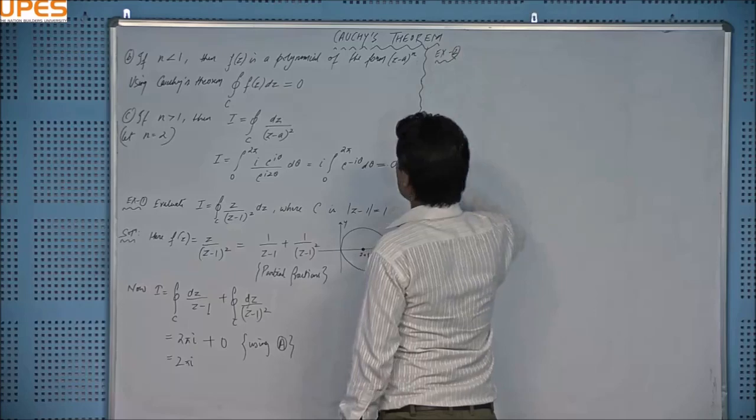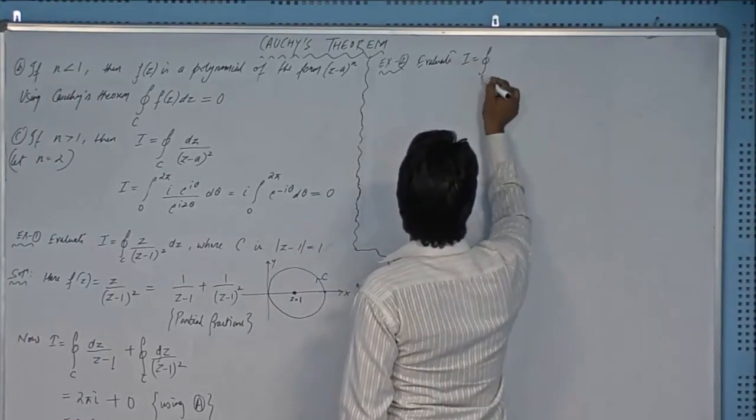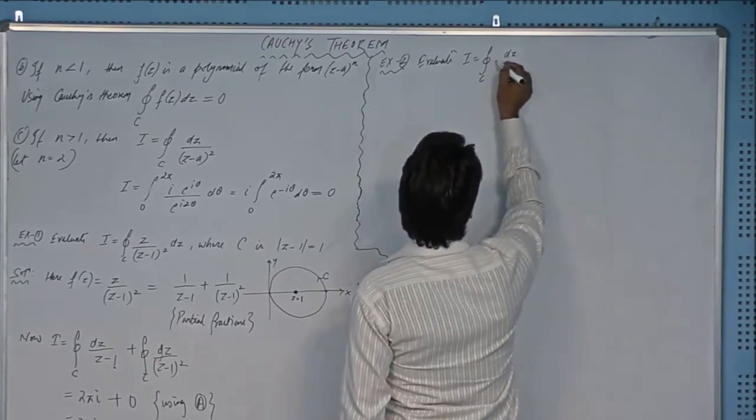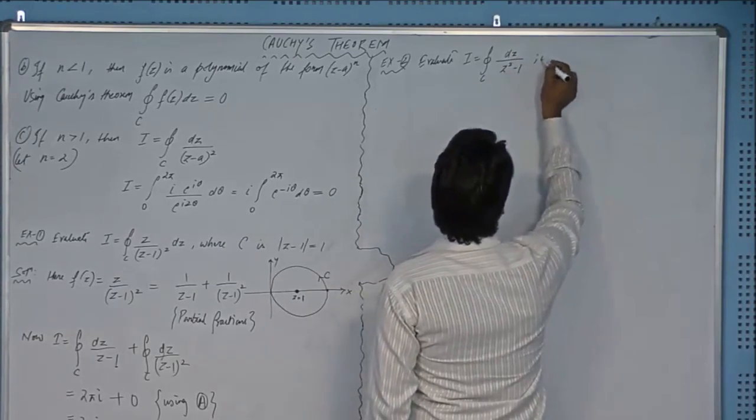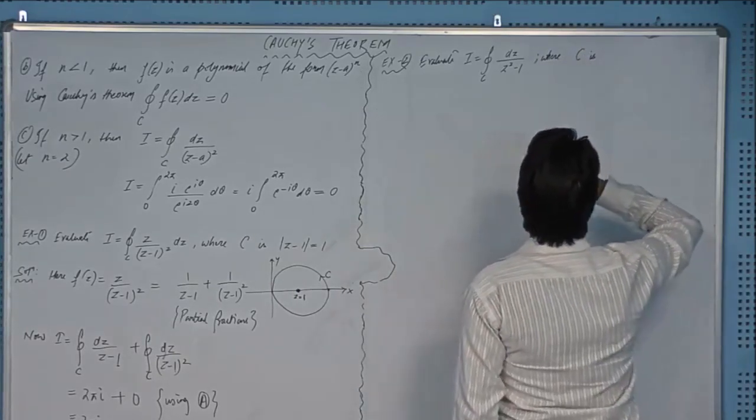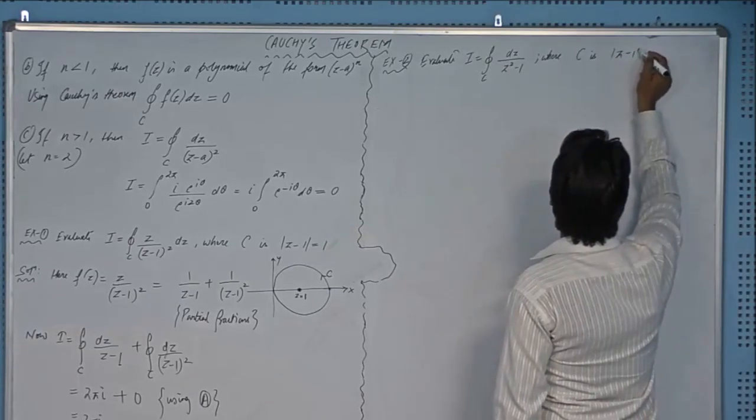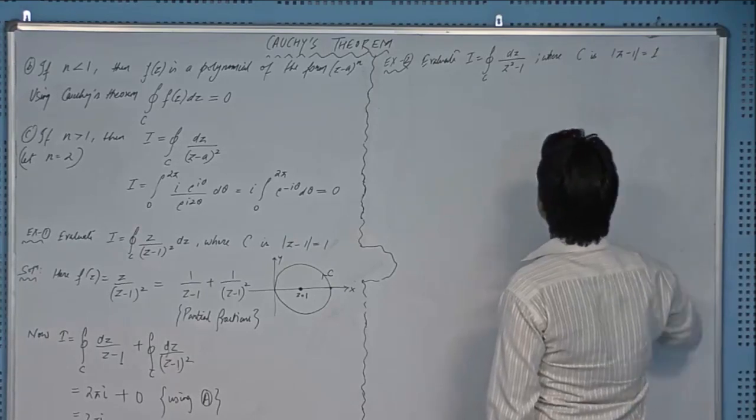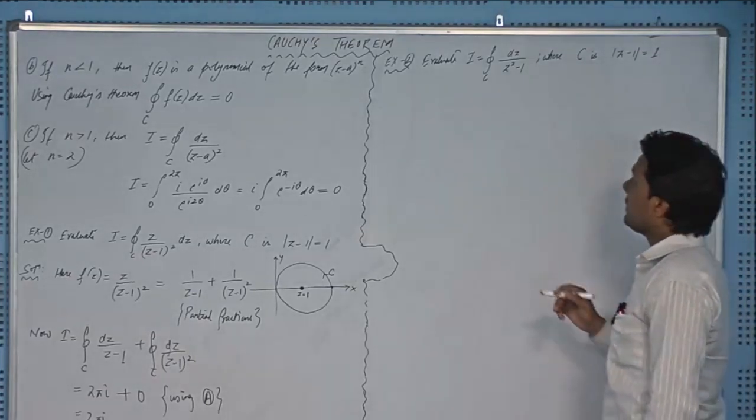Example number 2. Evaluate I equal to the integral along the closed curve C of dz over (z square minus 1), where C is mod z minus 1 equal to 1. So this is my circle. Solution.